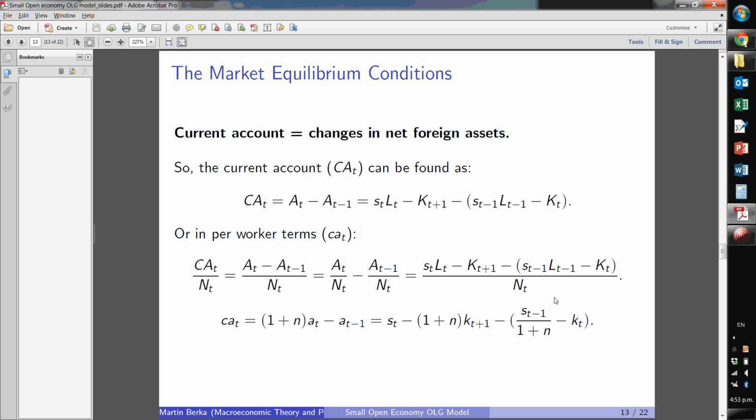Okay, so this equation simply tells us what's happening with the current account. The current account of the country depends on the savings rate, and it depends on the amount of capital stock, as well as the previous year's capital stock and the previous year's savings rate, and the growth rate of population.